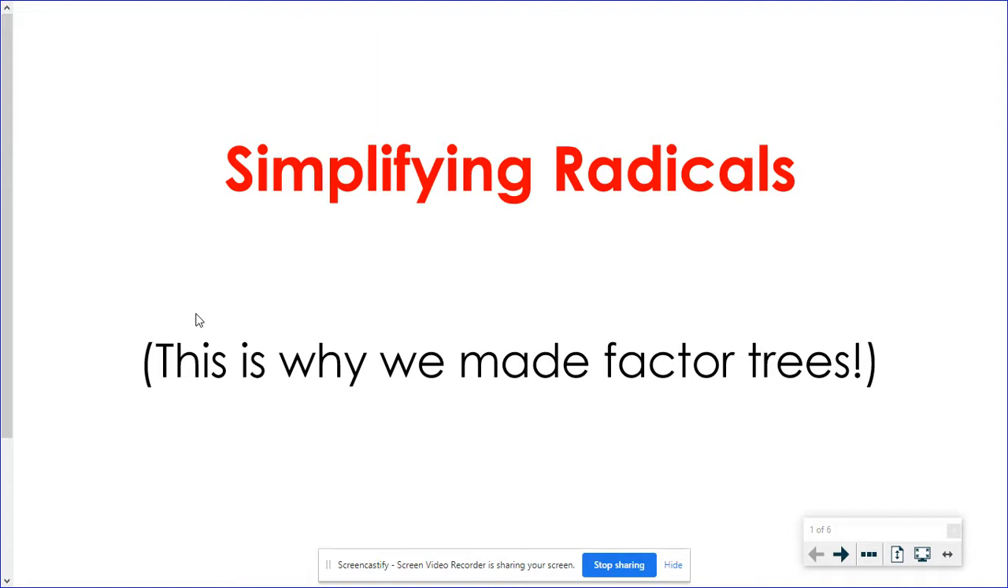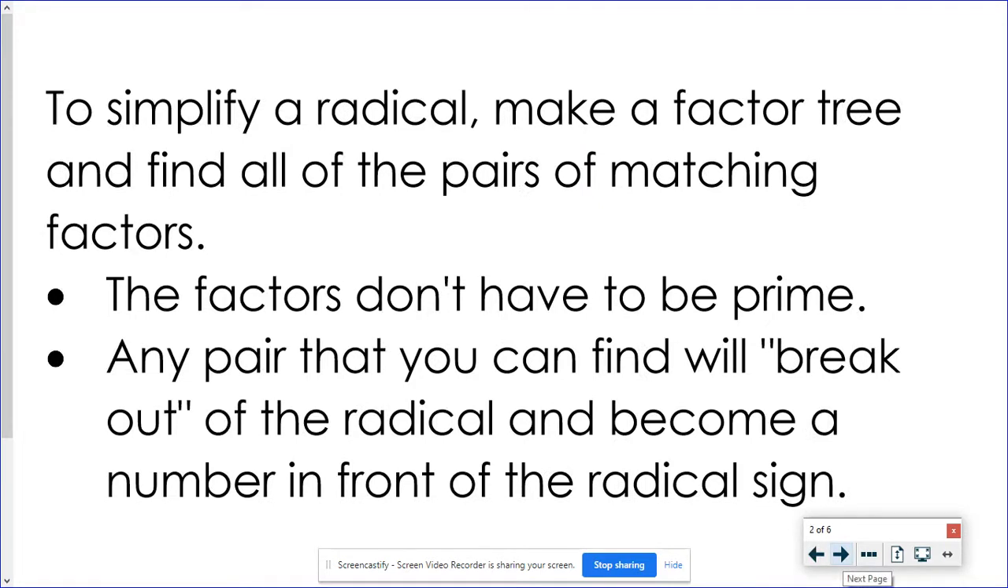But this was the whole reason why we made factor trees. So let's take a look at these. I would suggest that when we get into the examples, you write these down so you've got some to look at.